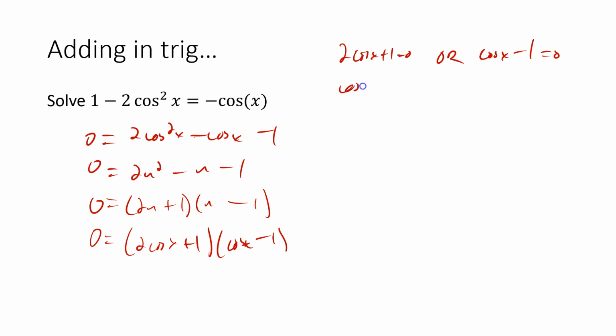Well, in this case, cosine would have to be negative 1/2. And here cosine would have to be 1. Cosine is only 1 at the right side. So that is just 0 plus 2 pi n.